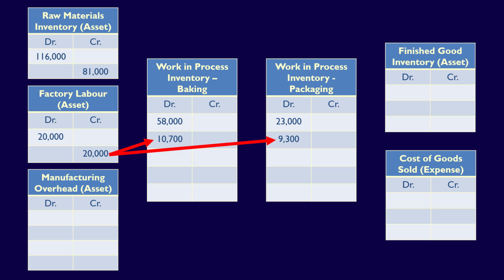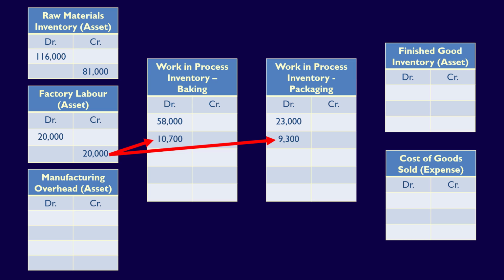Flowing this through the T accounts, we debit work-in-process baking $10,700, debit work-in-process packaging $9,300, and credit factory labor for the full $20,000. Note that the balance in the factory labor account is now zero. That's because factory labor is simply a holding account used until we can determine the division of labor between the departments.